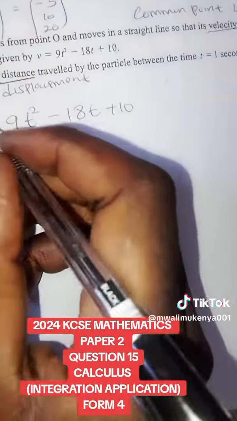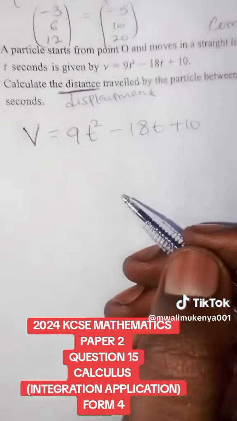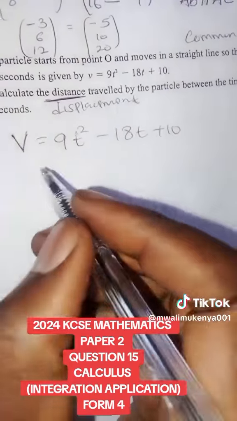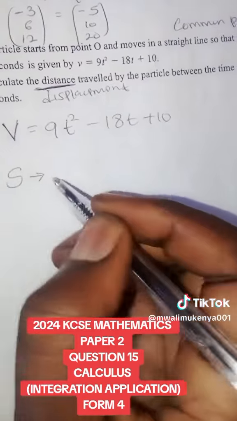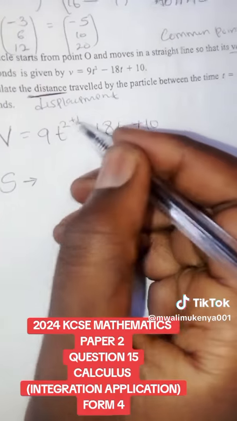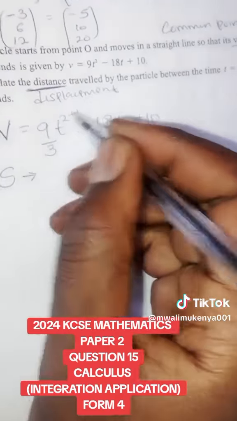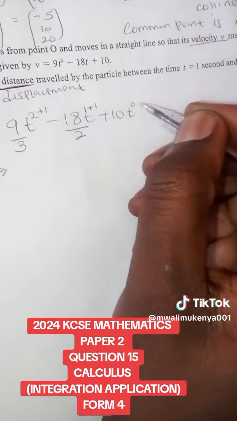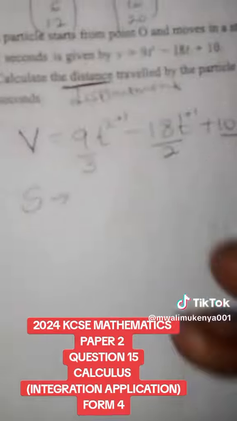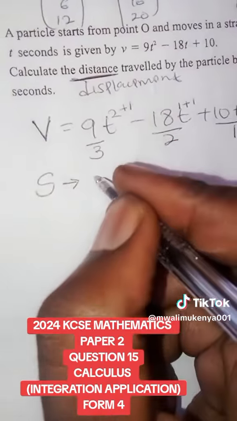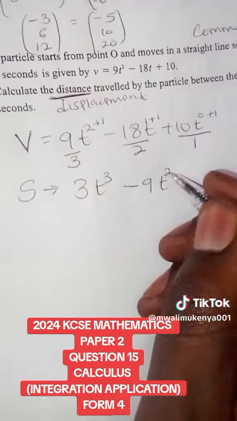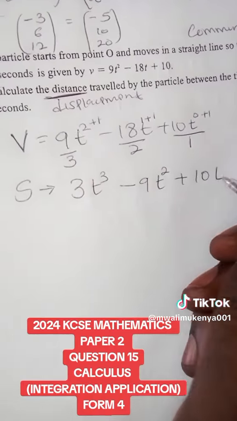So if you are given velocity and you want to find displacement, you have to integrate. To integrate, this is what you're going to do to go back to s. You add 1 to the power and bring the total down. Here it is 2, so add 1 to get 3, and we bring 3 here. Here it is 1, so 1 plus 1 is 2, we bring 2 here. Because here t is to the power 0, so 0 plus 1, and that 1 we bring it here. So this will make our new equation 3t³ − 9t² + 10t.